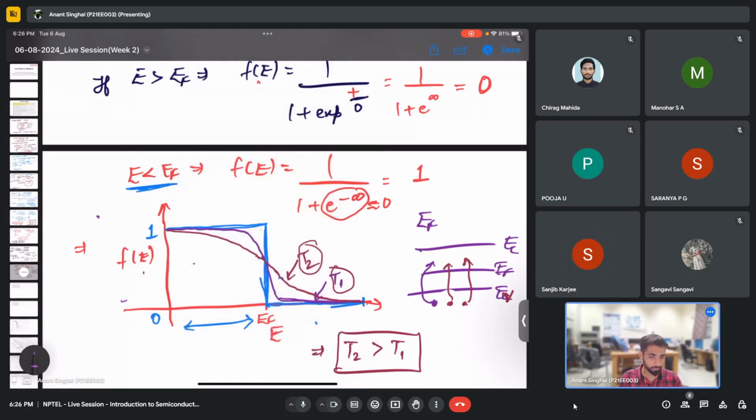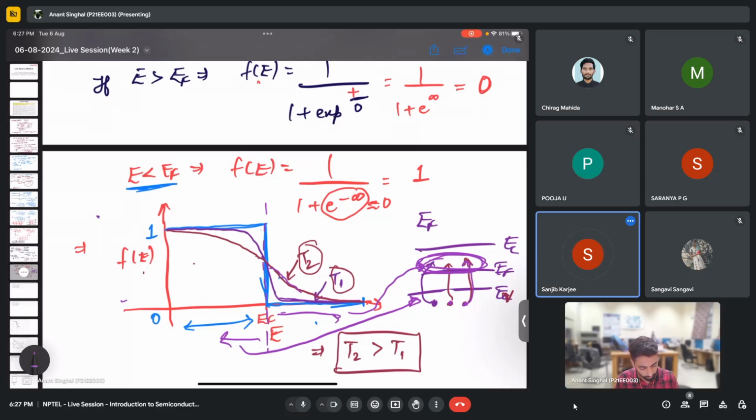T2 greater than T1, then the probability increases. Okay, so you need to see that we have an energy level like that. So this is EF, this particular line. If the energy is lesser than EF, we are here, and wherever the energy is greater than EF, we are here. So the probability is increasing for this part, that the electron will be there. As we increase the temperature, we have more probability that the electron will go towards the conduction band.